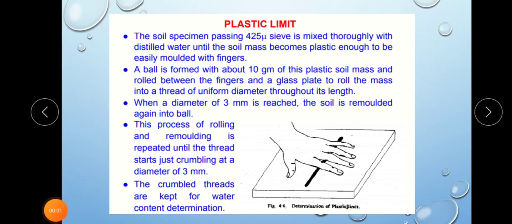Good morning, students. In the last class, we studied the laboratory experiments to find the liquid limit, and in today's class, we will study the laboratory experiments to find the plastic limit and shrinkage limit. So first is the plastic limit.